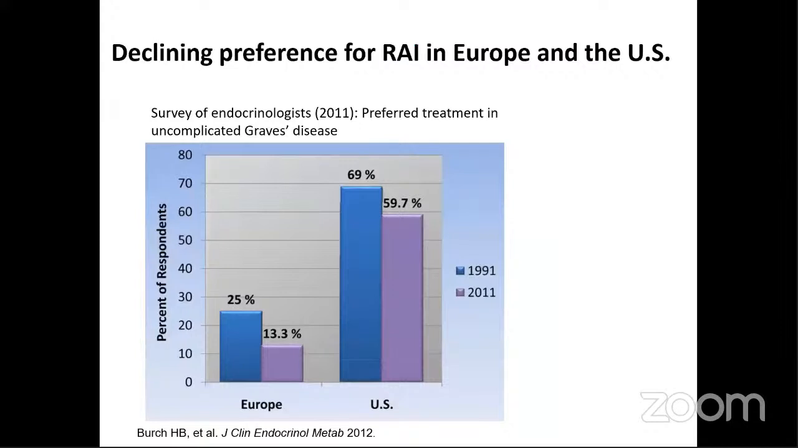Now, these treatment preferences have shifted over time. So we can see that there's been a decline in the preference toward radioactive iodine therapy in some parts of the world since the early 1990s, and these sorts of trends have continued to this day. And this decline has been in favor of antithyroid medications.